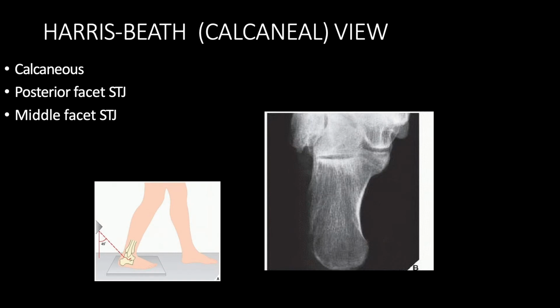You can also get a calcaneal view. Some people call this the Harris-Beath view. Usually we just call it the calcaneal view, so you can really look at the x-ray beam being shot down through the calcaneus onto the film that's underneath the foot. So you get this view of the calcaneus. You're really looking for fractures or a disruption of the calcaneus in some way.